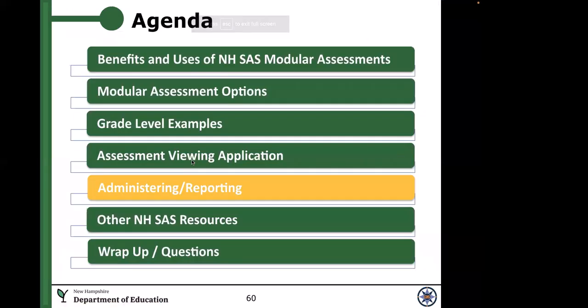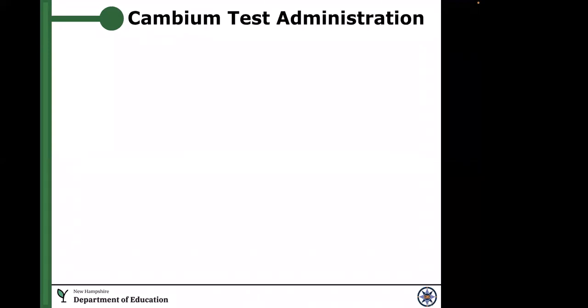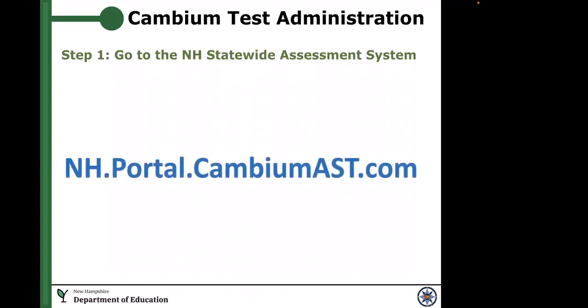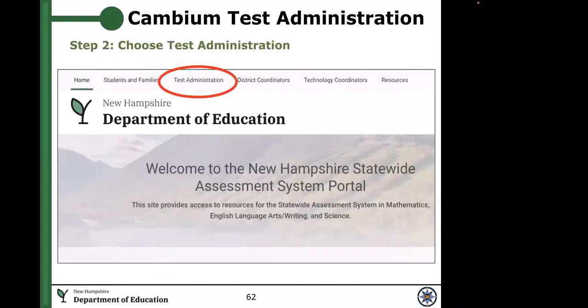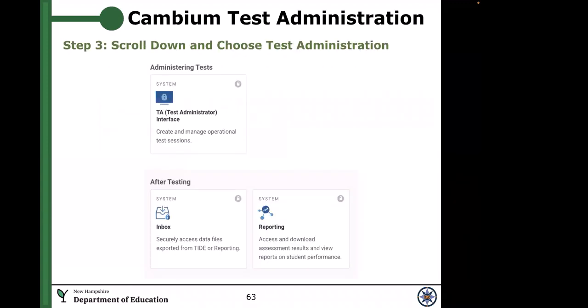So hopefully that's helpful. The next thing I want to talk about is once you've figured out which modular assessment you would like to administer to your students, let's talk about how we do that. Again, you're going to go right to that same link. I sent you right to that teacher page, so it's already on the test administration there, so you don't actually have to click on test administration from the link that I gave you. But you're going to scroll down on that test administration page, and you are going to be able to click on this administering tests.